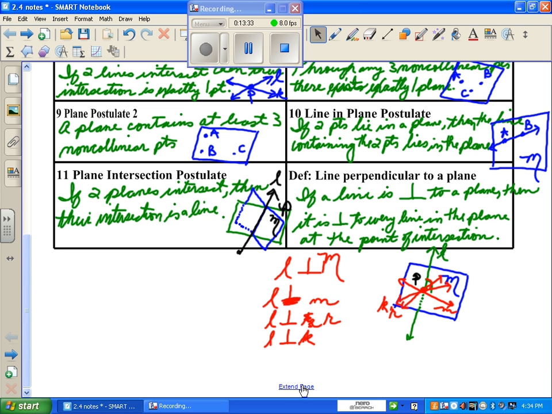Okay, that's it for the first half. We're going to go to the back and do some work with diagrams.